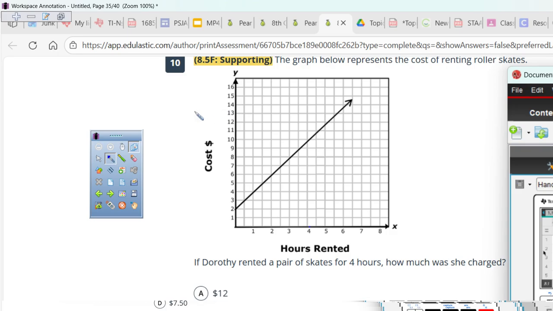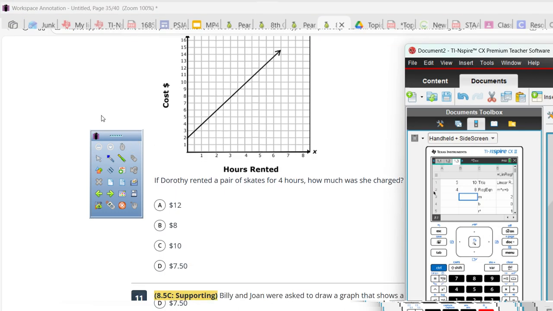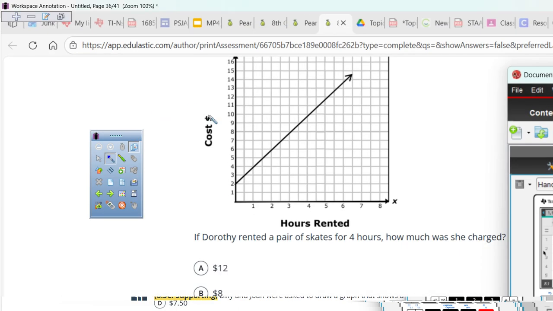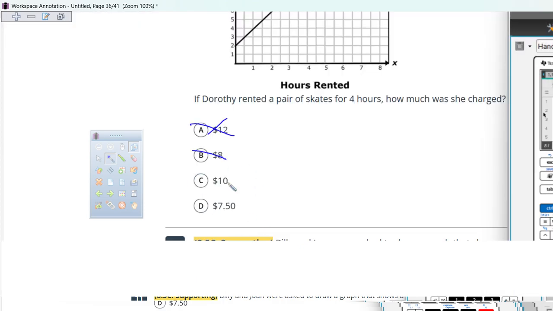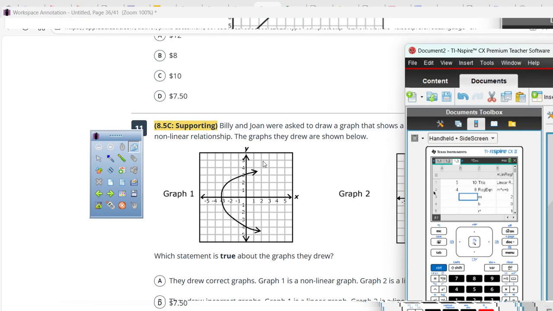It's just under 10. Let me double check. Going up to 4, I see it below 10. But it's definitely not 8. It's not 12. And not 7. You see, it has to be 10. Just bad graphics, I guess. Oh, this is easy.